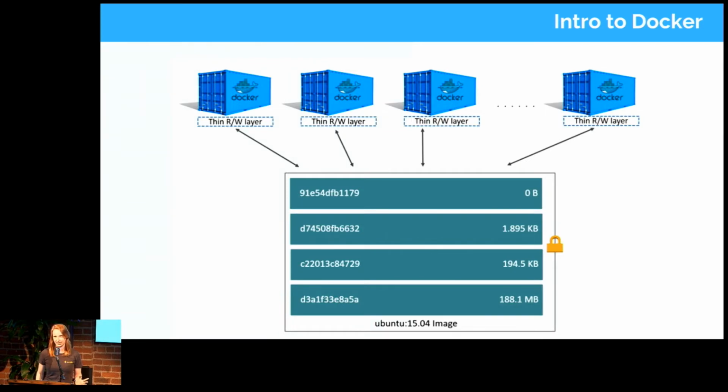This is a different image of the same concept, just so that it's clearer. At the bottom, you've got an Ubuntu image, and then you've got multiple containers on top of that. But of this image, there's only one. All of these top layers are read-writable, and that is the actual container, which runs on top of the image.